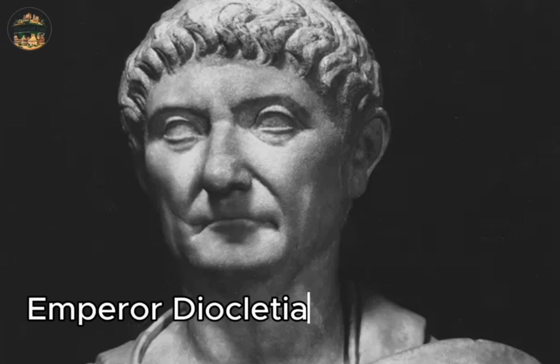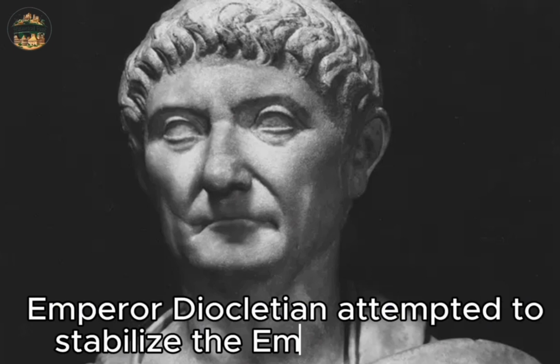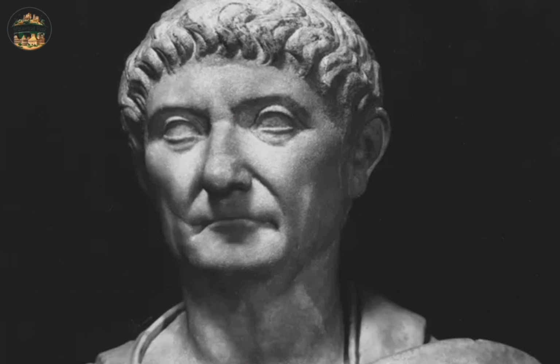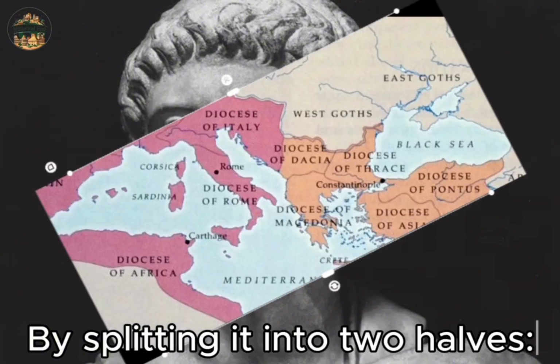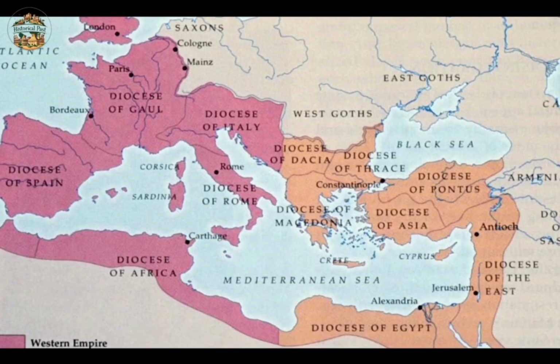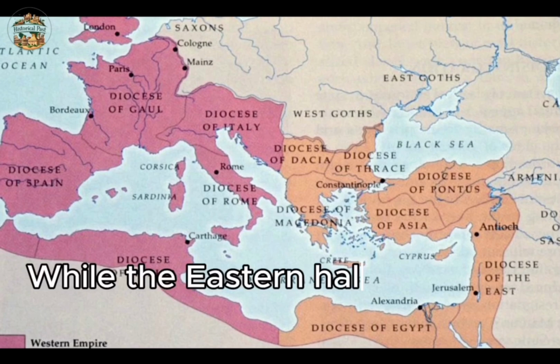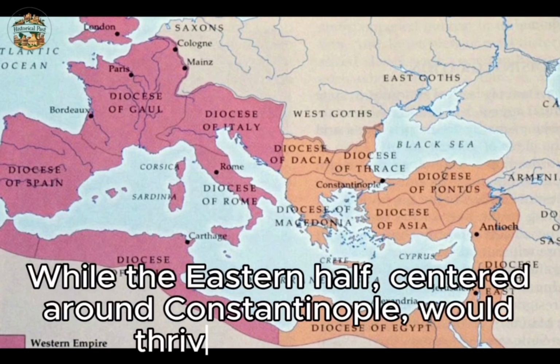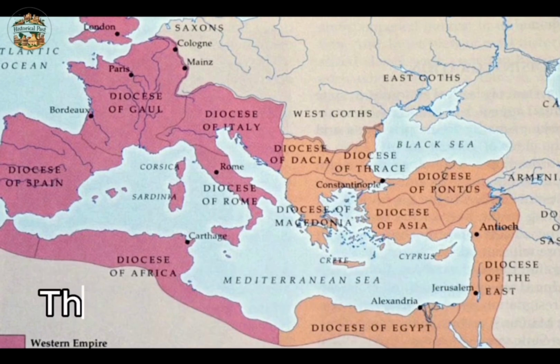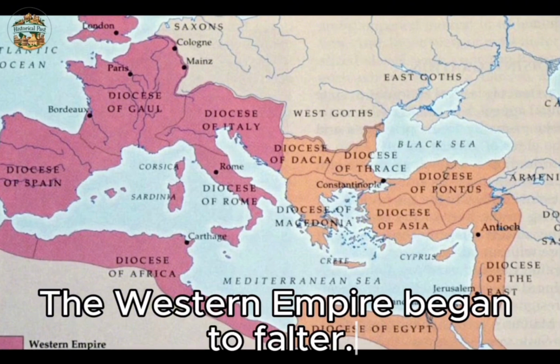Emperor Diocletian attempted to stabilize the empire in 284 AD by splitting it into 2 halves: the Eastern Roman Empire and the Western Roman Empire. While the eastern half, centered around Constantinople, would thrive for centuries, the Western Empire began to falter.